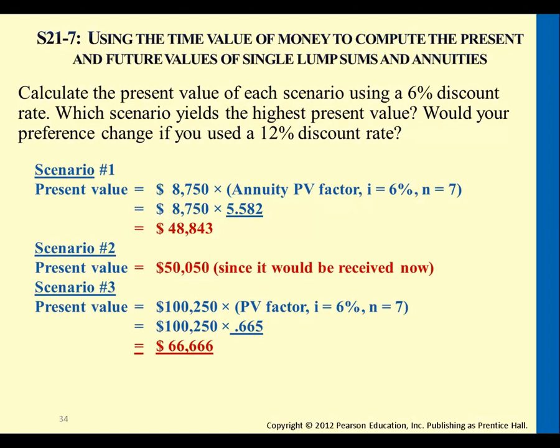So all of these things, what you are doing here, you're calculating what it would be right now in today's amount. The first scenario is 48,843. Second is 50,050. And the third is 66,666. I would not go with the third one just because it's weird numbers. All right, so we're choosing the third one, obviously, right? All sixes. Cool.